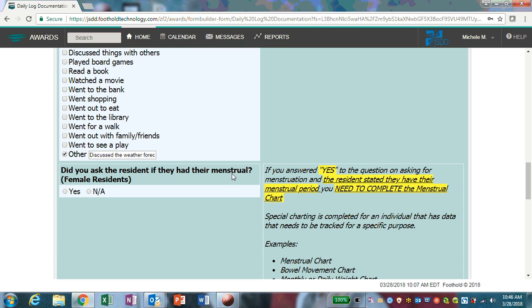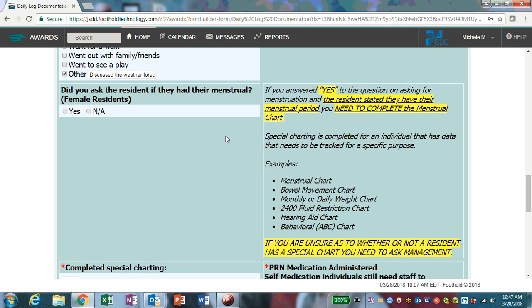Should you ask the resident if they had their menstrual? Again, this is something that is not pertaining to all houses, right? There are some things that are only pertaining to some individuals. Obviously, this is for female residents. Yes or NA. Yes would mean that you asked. NA would mean it's not applicable. Here's a reminder. If you answered yes to the question on asking for this information, you need to complete the special charting.